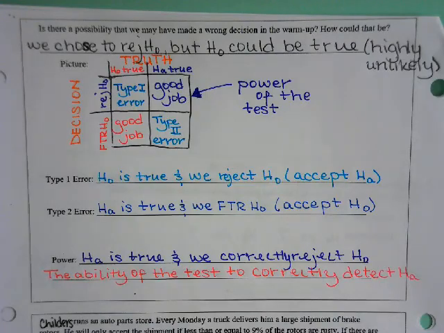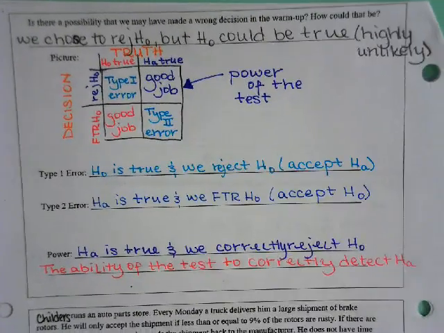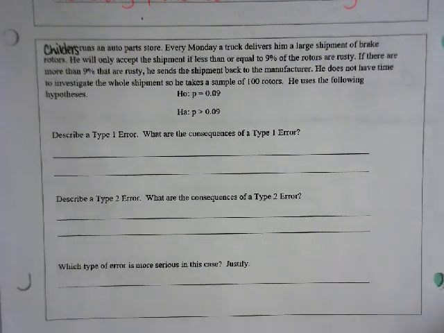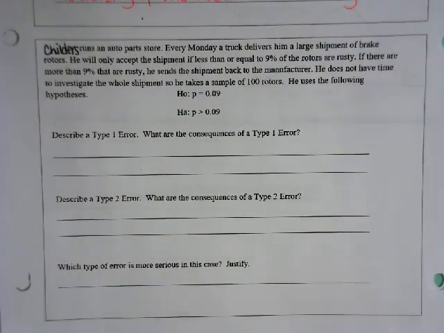Alright, so we're going to look at an example and how type 1, type 2 errors can play into problems that we look at. So let's say that Childers, anybody take autos?